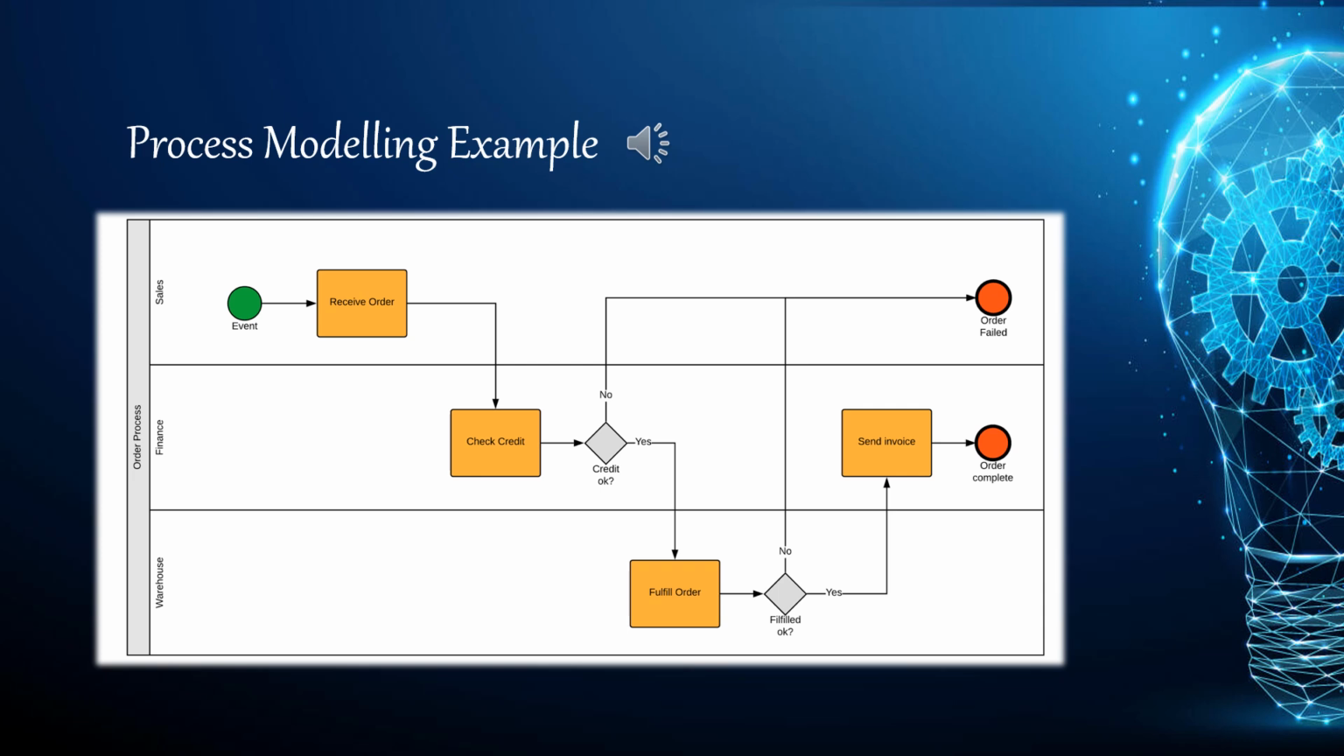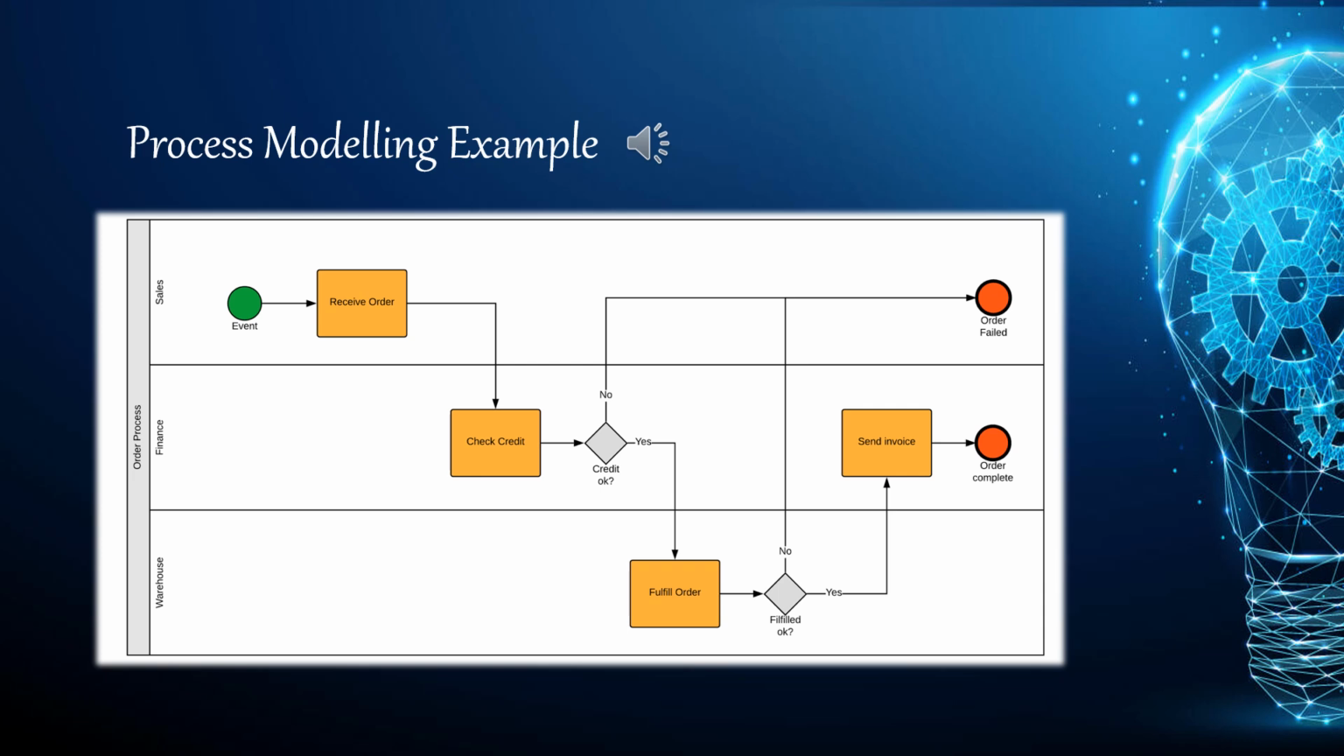An exclusive gateway determines the flow based on the credit check results. If approved, the process moves to fulfilling the order. If not, it leads to an order failed end event. During order fulfillment, another exclusive gateway assesses product availability.